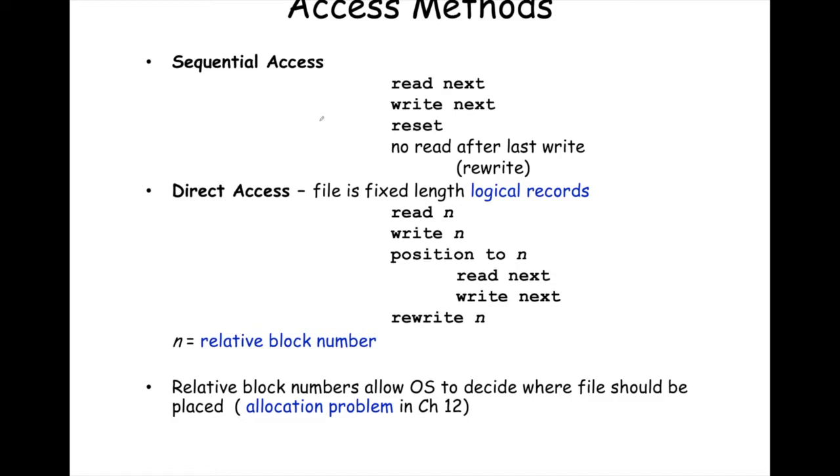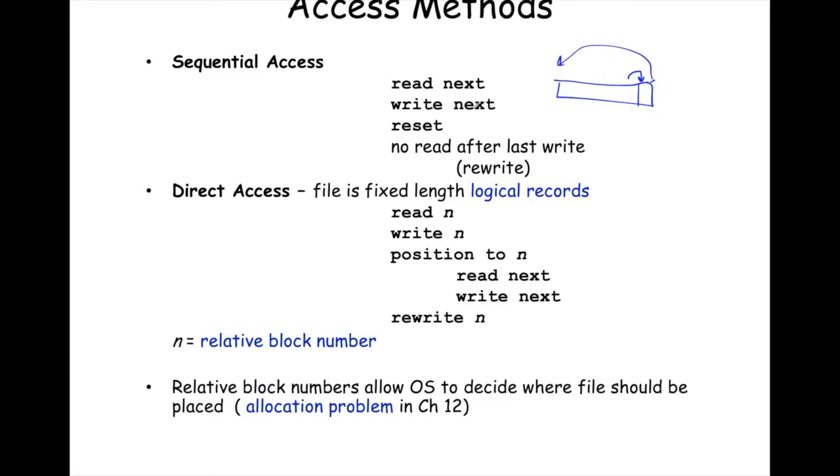Now, sequential access has a number of methods. There's the read next and the write next. And there's also a reset. Reset goes back or rewinds to the beginning. And there's no read that occurs after the last write. The reason for that is if you write to the last block, there's no read because you've reached the end and you have to reset back to the beginning again.